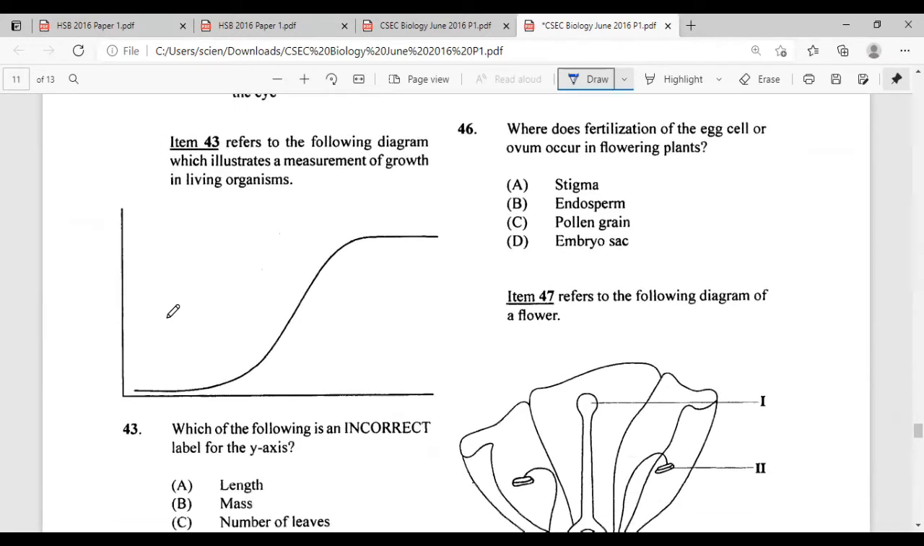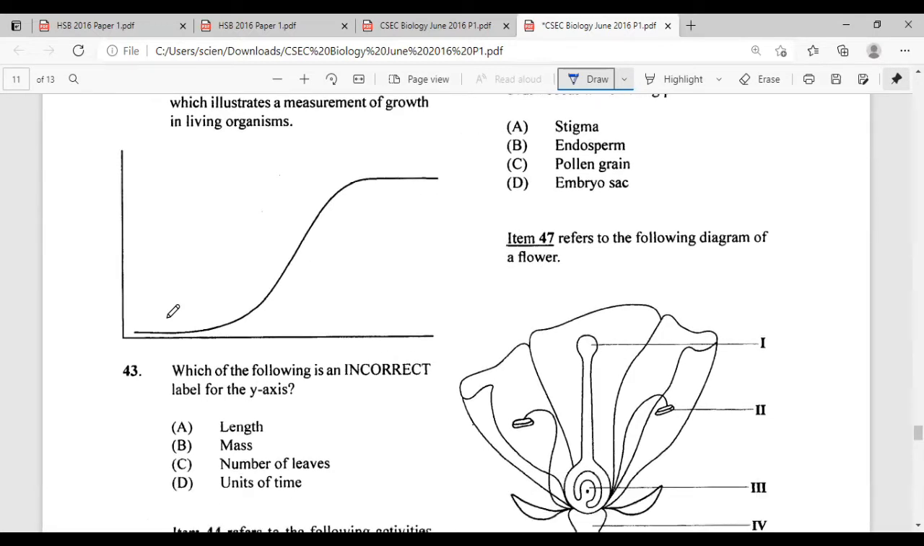43. Item 43 refers to the following diagram which illustrates a measurement of growth in living organism. Which of the following is an incorrect label for the y-axis? So we have a graph and they're telling us it's measurement of growth. So the y-axis would be this side. So which of them would be an incorrect labeling since we're talking about measurement of growth? So we have A, length, B, mass, C, number of leaves, D, units of time. So the answer is definitely D, units of time, because units of time are always on the x-axis.